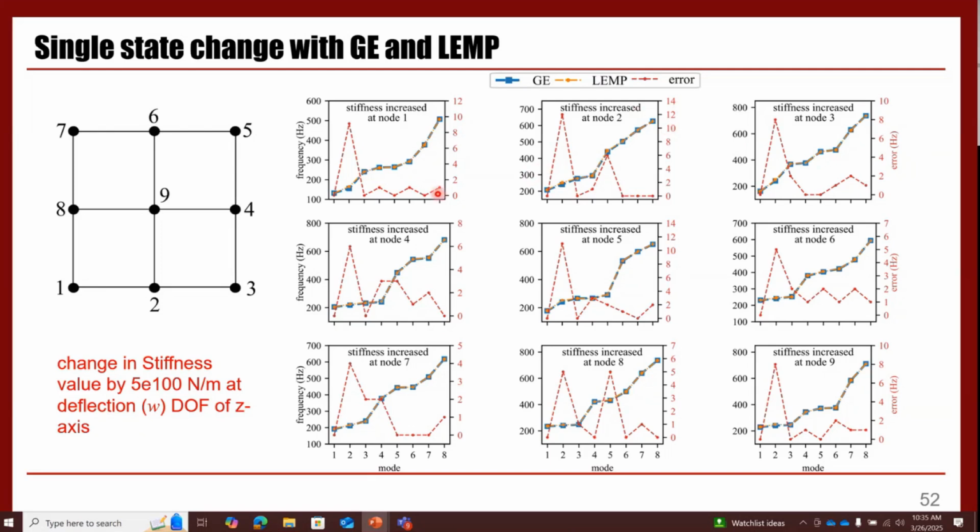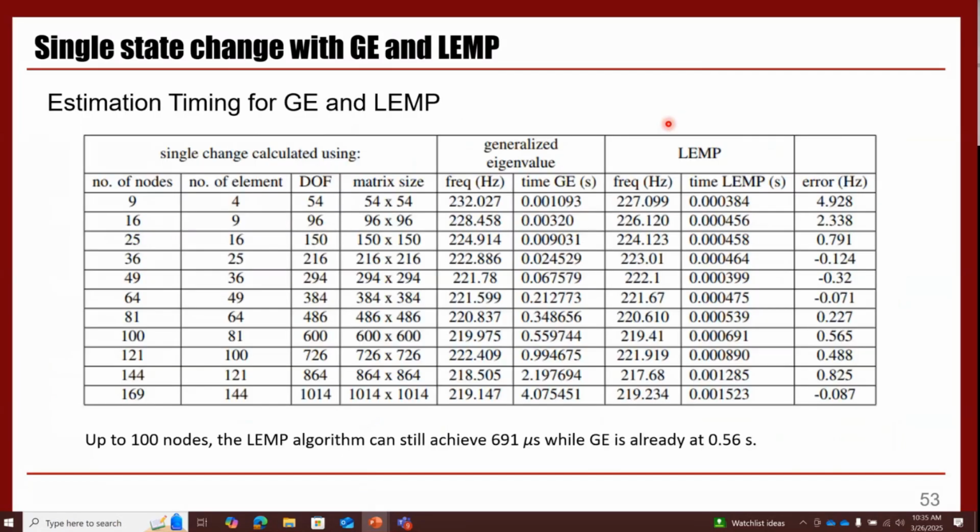And we can see from this result that we have very good correlation between LEM and generalized eigenvalue, which is something we've seen even from the one-dimensional state. So this also confirms the accuracy and validity of the LEM algorithm for this work. The next thing we did was to look into the timing for this work. So we increased the number of nodes from 9 to about 169.